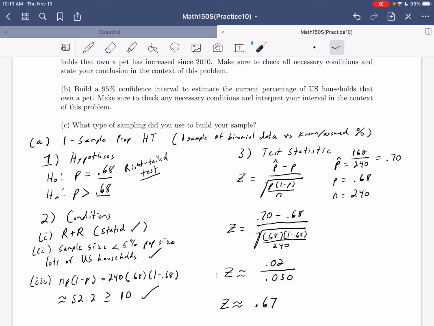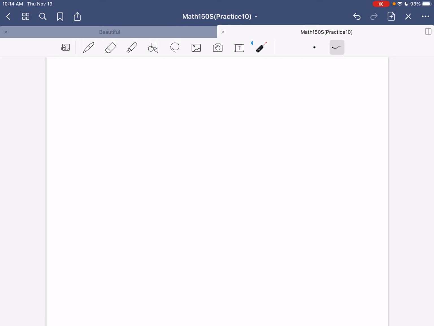One quick reminder before we move on to step 4 here. Remember that in this denominator here, this is p and 1 minus p. So these reference that null hypothesis. That's why 0.68 is showing up down there. All right, let's go ahead and go onto a new page and look at how we get that p-value.